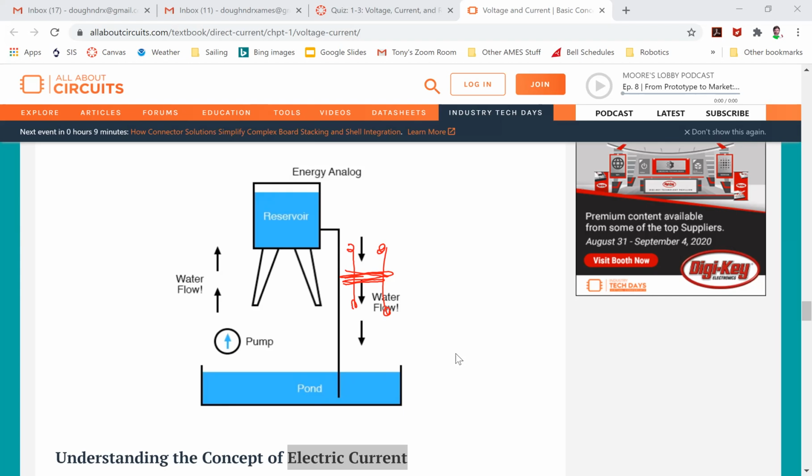Now, counting the drops per second is going to be a little bit hard to do, so maybe it's better if I use a different unit. How about we count how many gallons per second go by? That might be a more convenient way to do it. But either way, whether I count drops per second or gallons per second, in both cases what I'm doing is finding out how much water per second is flowing by. That is the current. Well, electricity works exactly the same way.